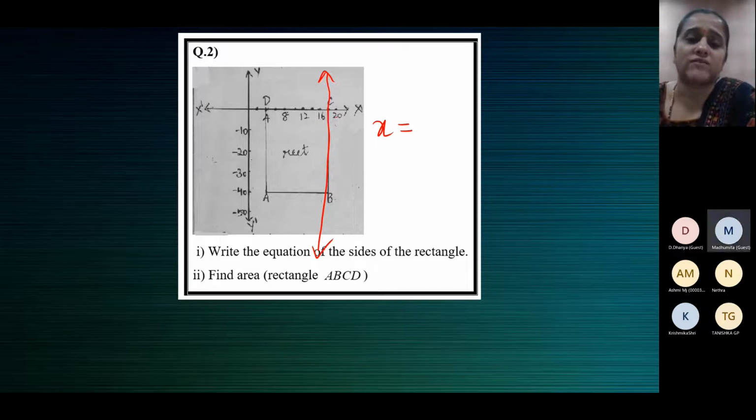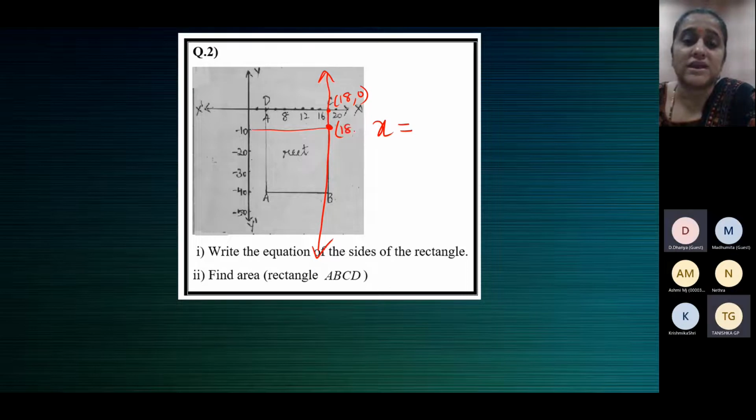What is the value of x everywhere? What is the address of this point? 18 comma 0, ma'am. What will be the address of this point on the line? 18 comma minus 10, ma'am. 18 comma minus 10, not minus 10 comma 18, because x coordinate is 18, y coordinate is minus 10. What will be the address of this point? 18 comma minus 20, ma'am.